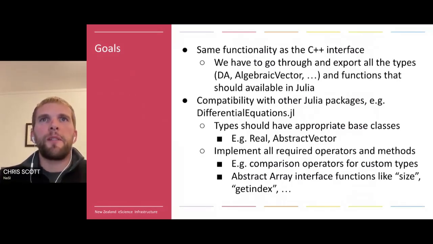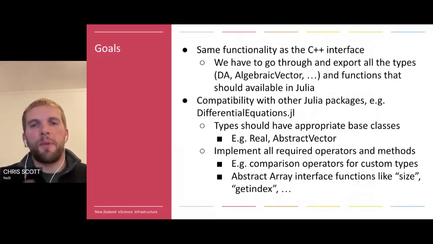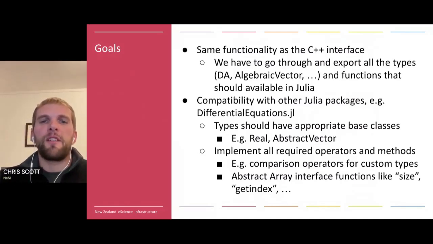We also want to have compatibility with other Julia packages, such as DifferentialEquations.jl, because this means that, for example, we can use solvers from those packages instead of having to write our own. So it really helps if we can have compatibility with those libraries. And we were able to do this by choosing appropriate base classes for the types that we're exporting. So, for example, the DA type should have a base class of a real number, and the algebraic vector should have abstract vector type. For the DA type, we need to implement all the comparison operators and other operators so that they can be used with DifferentialEquations.